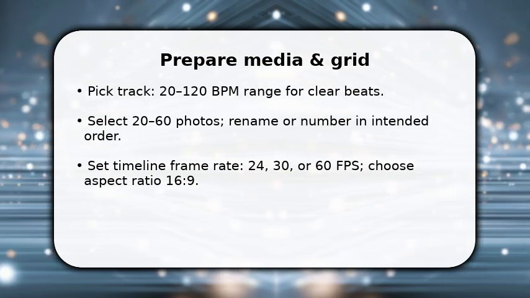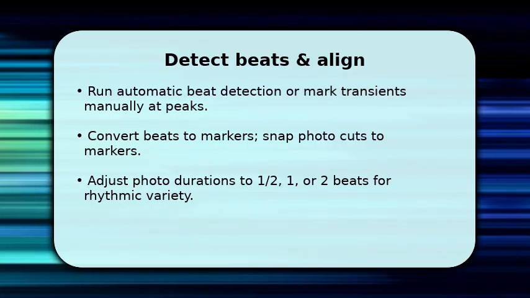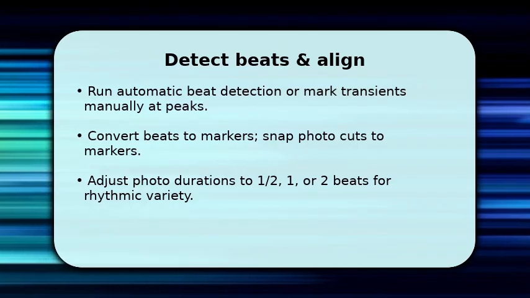You'll now find the beats and tie the visuals to them. Use your DAW or editor's beat detection to create markers at transients. If detection fails, scrub and mark strong peaks by ear. Once markers exist, trim each photo clip to snap exactly to the markers so changes hit the beat.